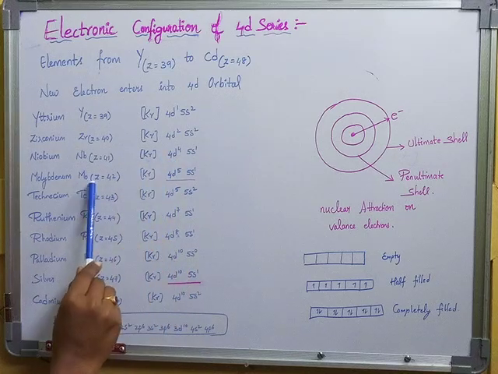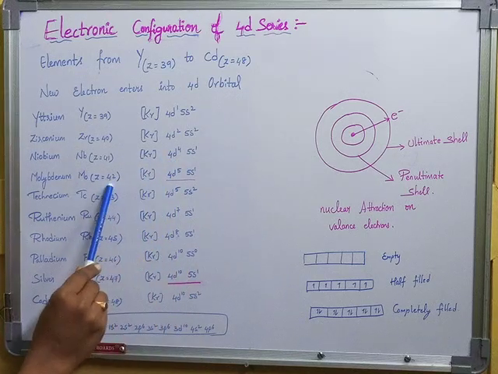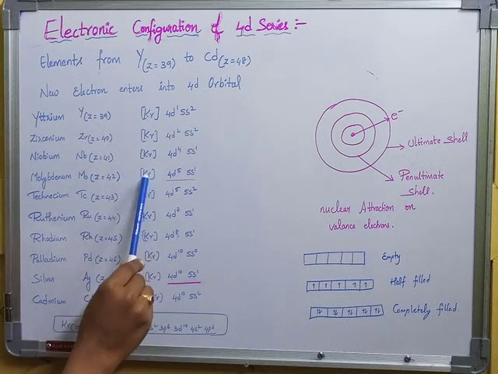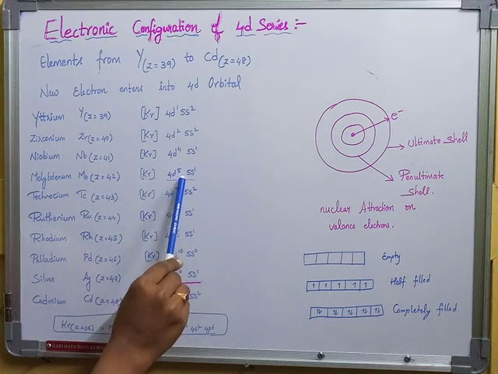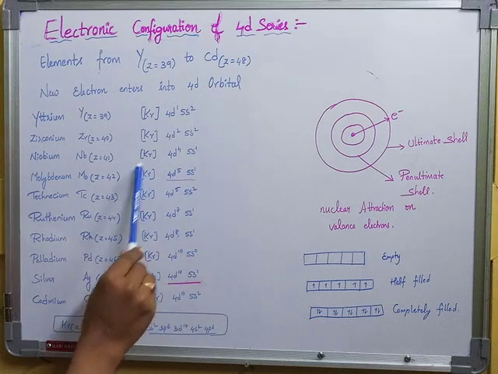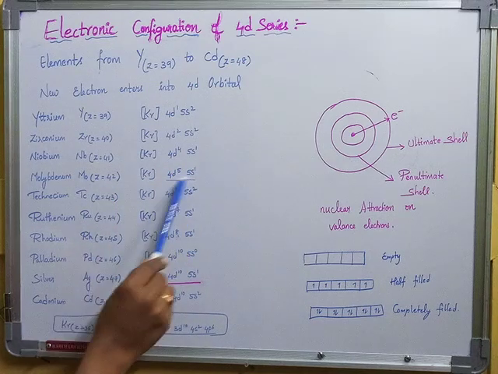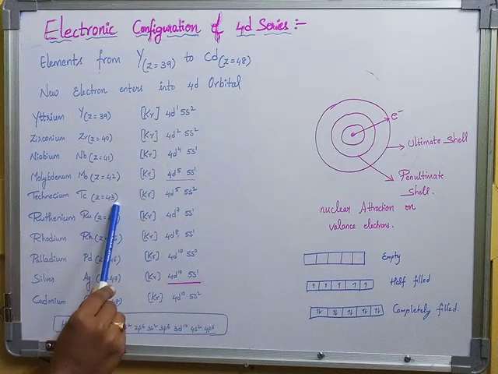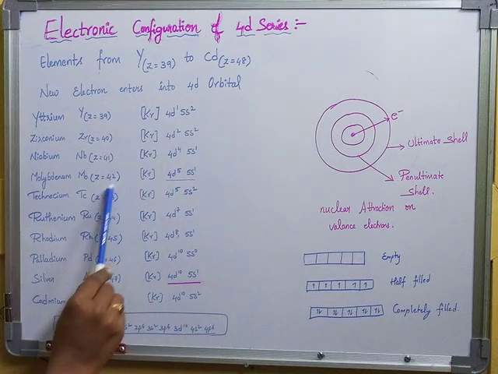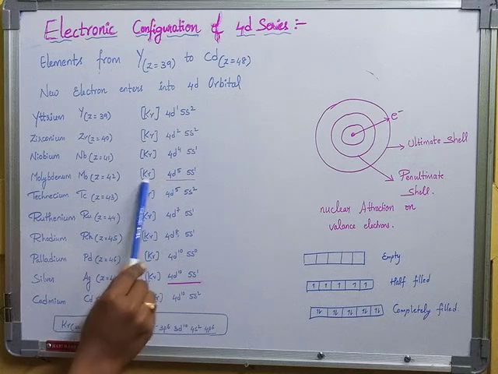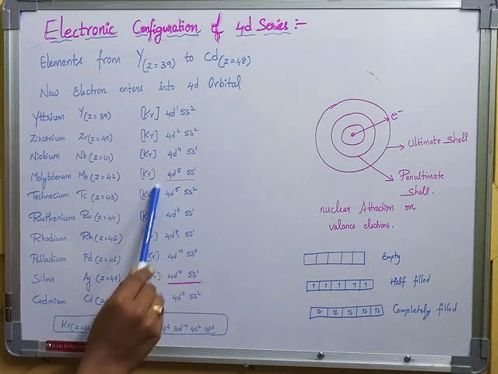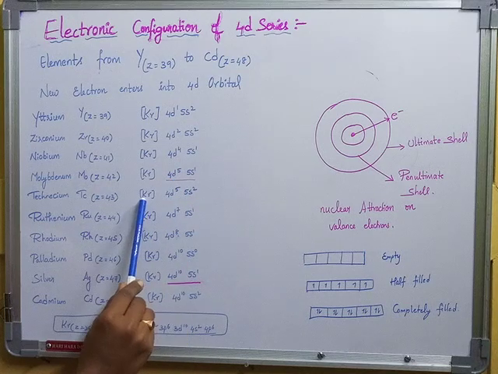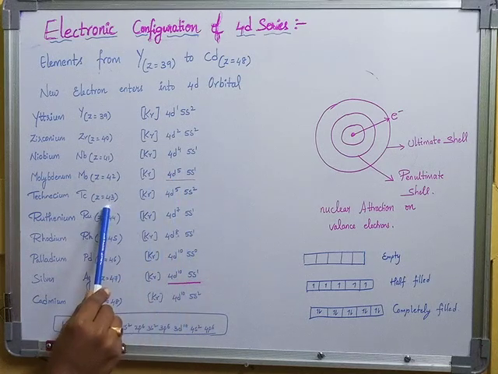Next molybdenum. Molybdenum has 42 electrons. Here I wrote krypton 36. Along with 36 we have 6 more electrons in 4d5 and 5s1. That comes under 42. So the total is 42 electrons. Next technetium, it has 43 electrons. Here krypton is again 36. Along with 36 we have 4d and 5s, so 4d5, 5s2. So 36 plus 7, 43.